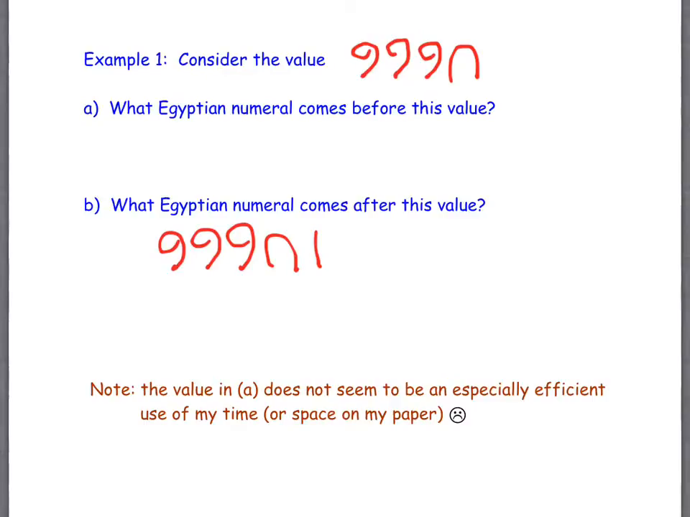Okay, so what is the number that comes before this going to look like? The three scrolls. My scrolls are not looking so good today. And then what else? Nine tallies. Yeah, and then nine tallies.